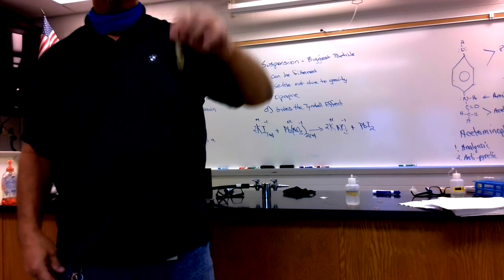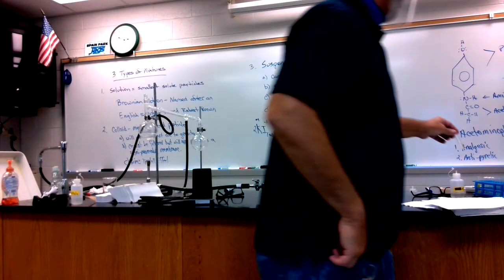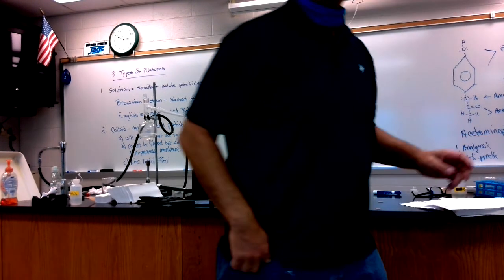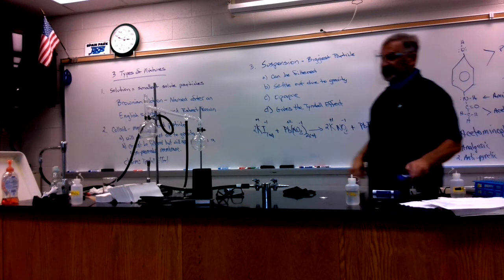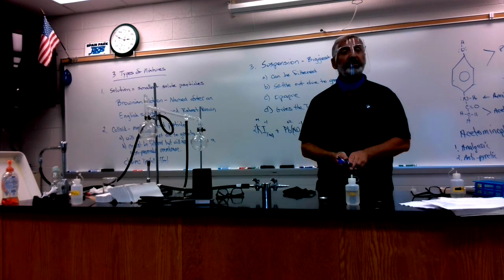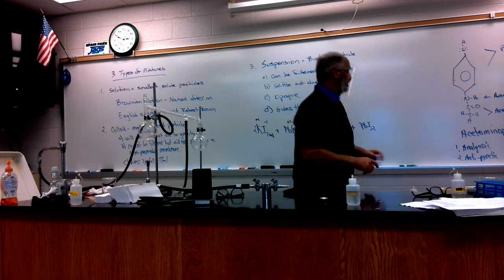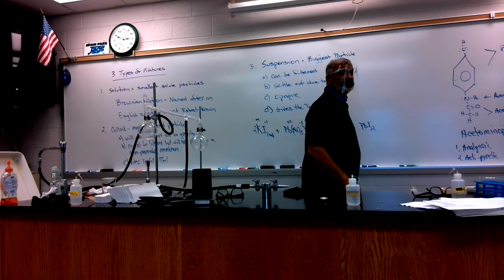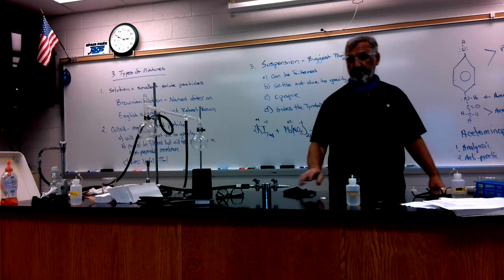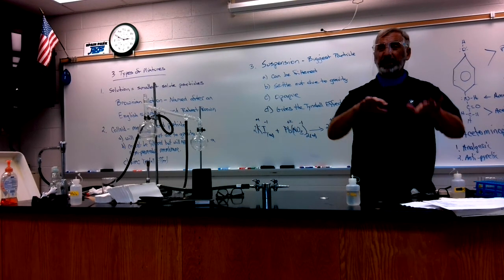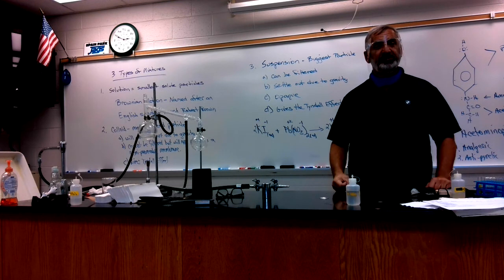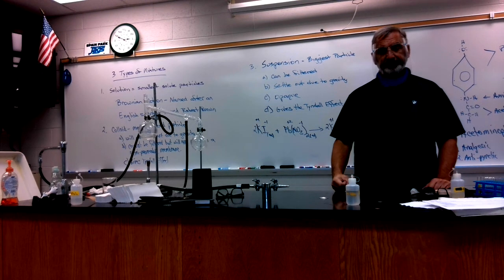Is there any way we can tell, just by looking with our eyes, the difference between a solution and a colloid? Not really. It's really shining the light through it. Now, if it's a real big colloid solute particle, it'll be heterogeneous. You can kind of see the different parts. But if it's small, right on the borderline between colloid and solution, you can't really tell.